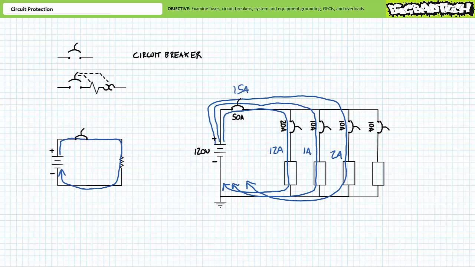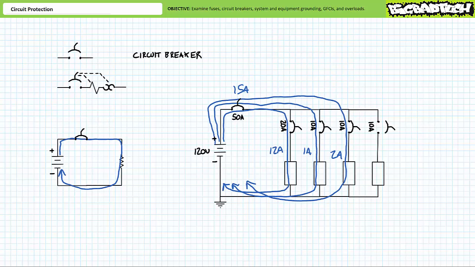The master circuit breaker experiences 12 plus 1 plus 2, or 15 amps, well below the 50 amp rating, and remains closed. Consider, however, a scenario in which the second outlet experiences a short and suddenly draws in excess of 10 amps. That circuit breaker and that circuit breaker alone opens, disabling that branch. However, the remaining subcircuits remain functional.